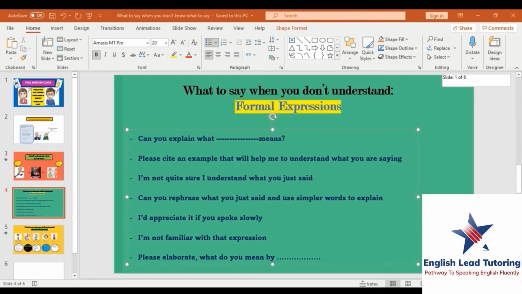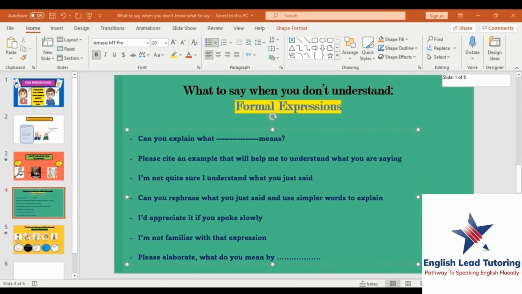Another formal expression that you can use when you don't understand is, I'd appreciate it if you spoke slowly. So if you're speaking with someone and they're talking really fast and you're not able to understand or fully grasp what they're saying, then you could say something like, I'd appreciate it if you spoke slowly. Very good. Let's move on to the sixth formal expression.